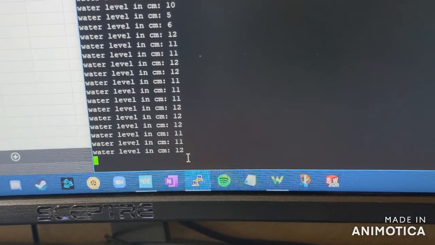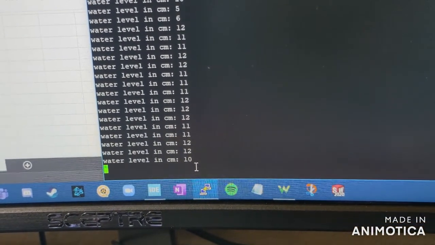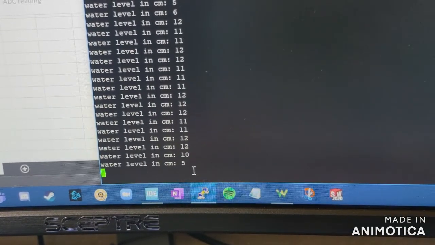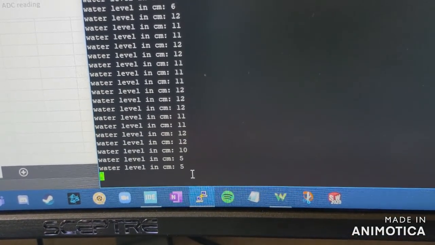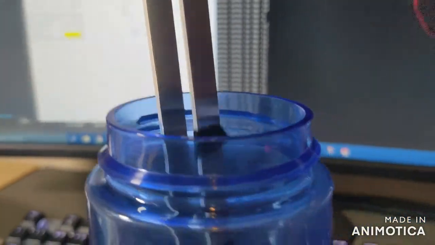It's at max step. Then about halfway. There's 6. These markings are coming off, but they mark every 2 centimeters.